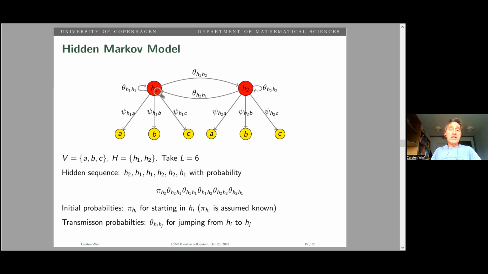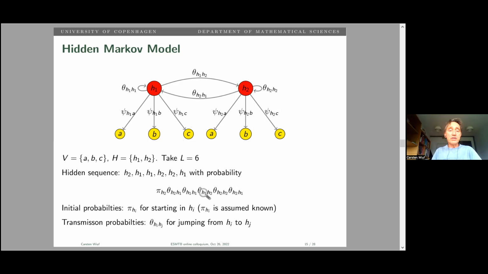When in a given state, say when in H1, you might emit a symbol, and you emit the different symbols with different probabilities. So the different probabilities are listed near the arrows, right? So you might emit A, B, or C, and similarly, if you're in state H2, you might emit A, B, or C. But these probabilities might differ depending on what state you are in.